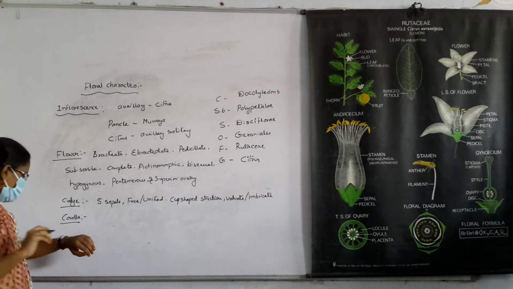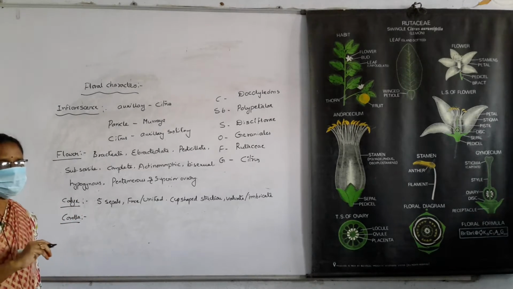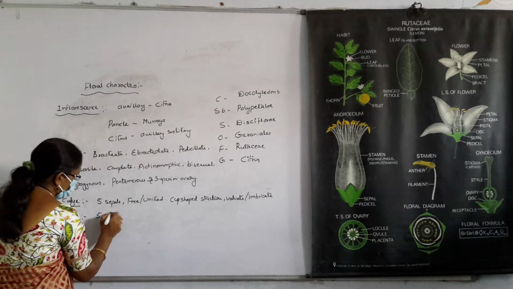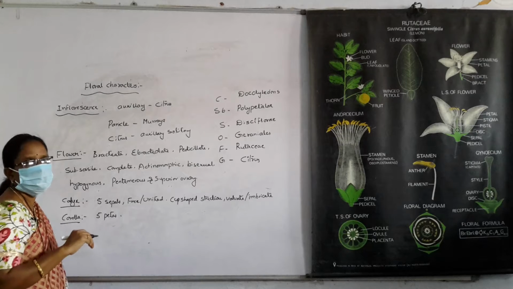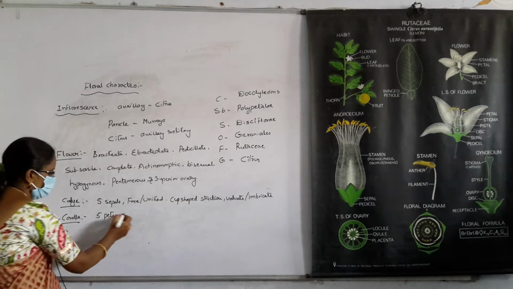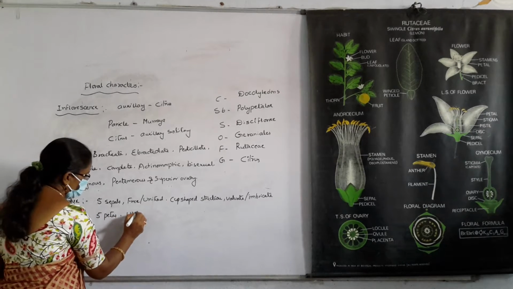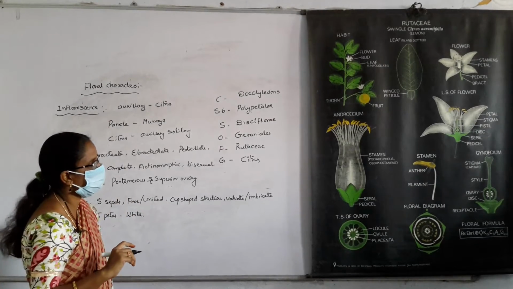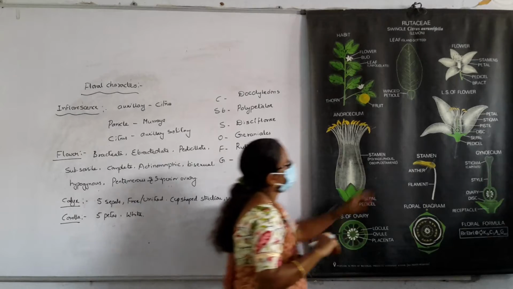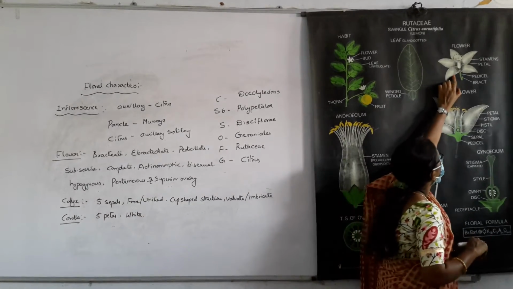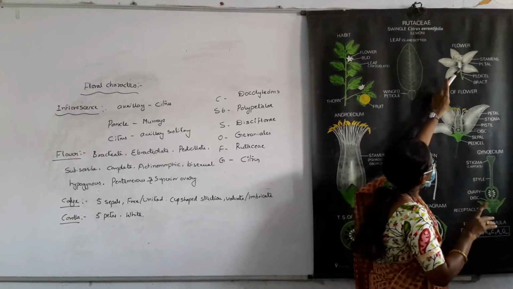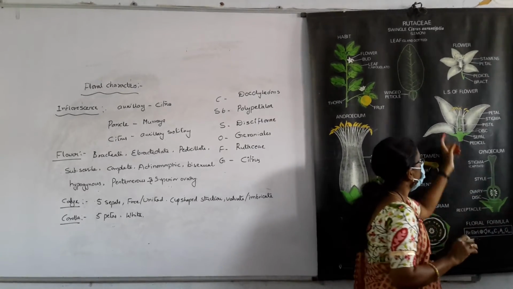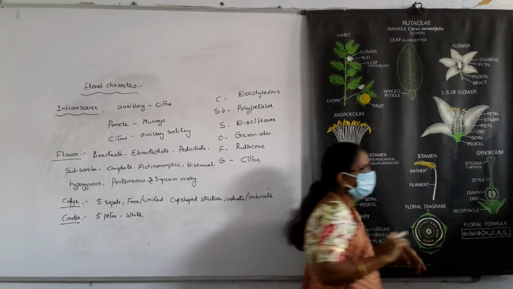The corolla consists of 5 petals. These 5 petals are normally white in color. These are the sepals and petals: 1, 2, 3, 4, 5. 5 petals are present, and they are normally white.